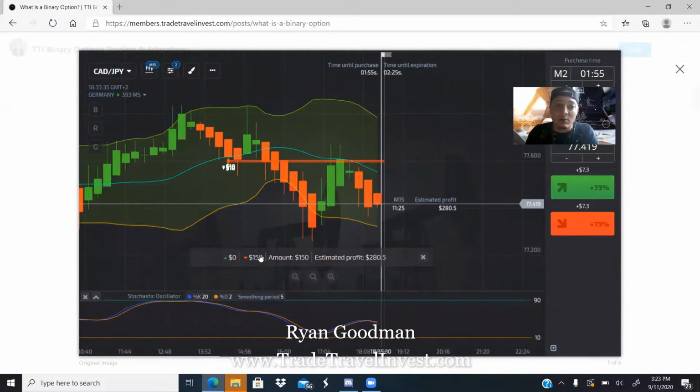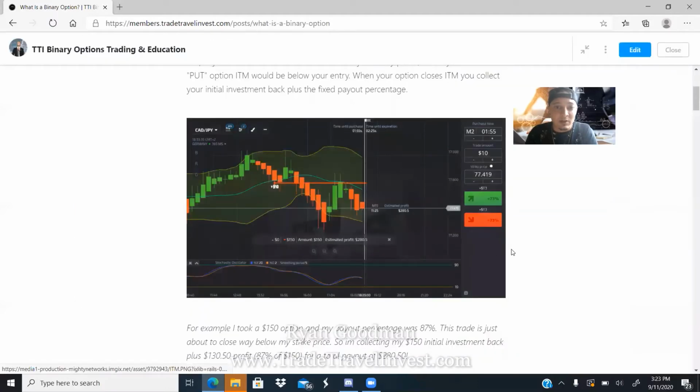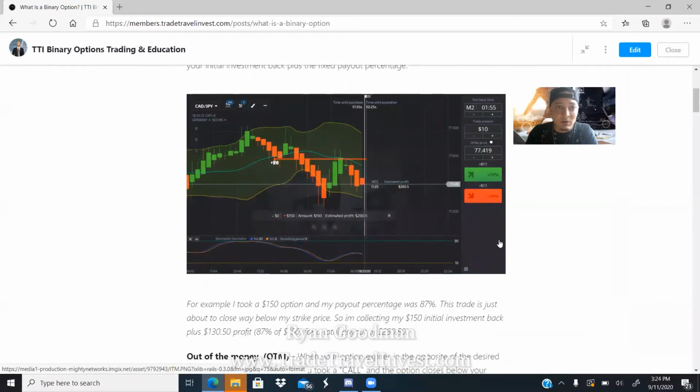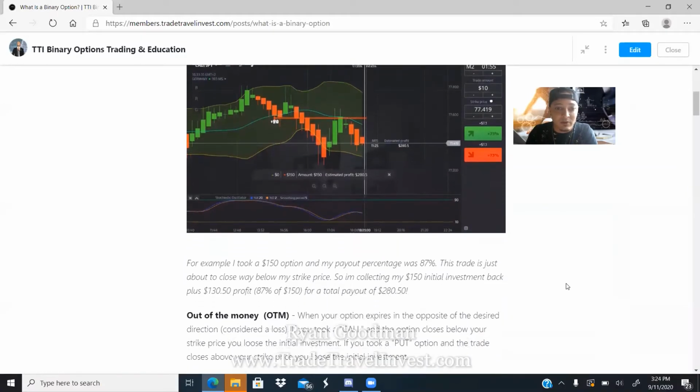So I can only lose $150 on this trade, but my potential profit was $280. I ended up closing this trade beneath my red line, as you can see. This trade was just about to close out on the screenshot, and we were collecting $280 off that setup in 1 hour. That's how quickly you can make money with binary options.